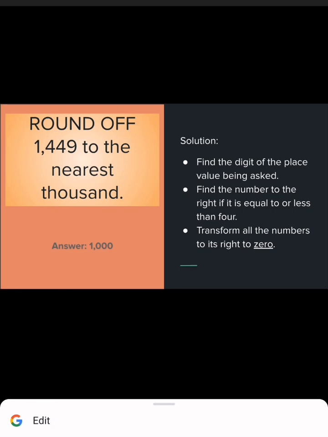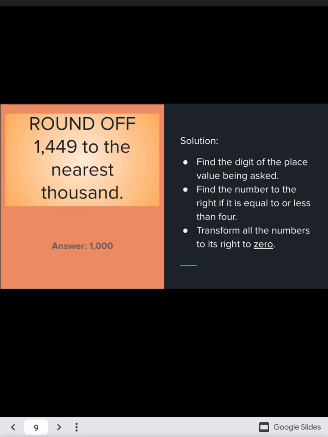So for 1,449, we transform it to the nearest 1,000. The answer is on your screen, 1,000. We omit the 4 because it is the next number to its right. We omit the 4, we change it to 0, and all the rest of the numbers to its right. So 1,449, rounded off to the nearest 1,000, becomes 1,000. All right.